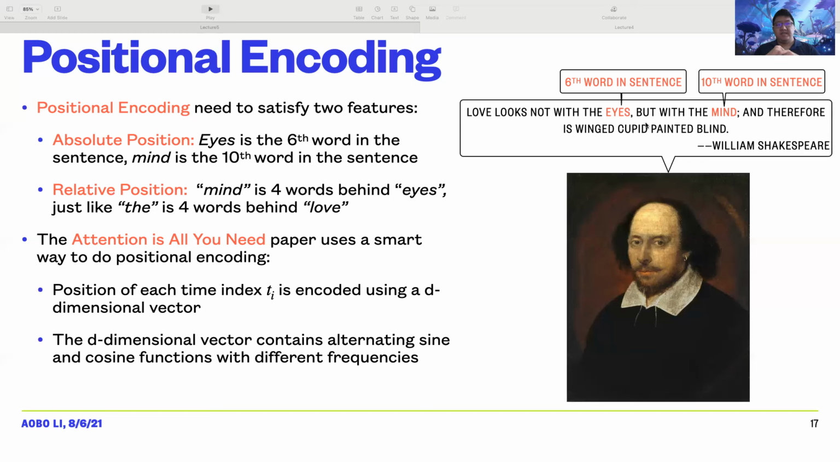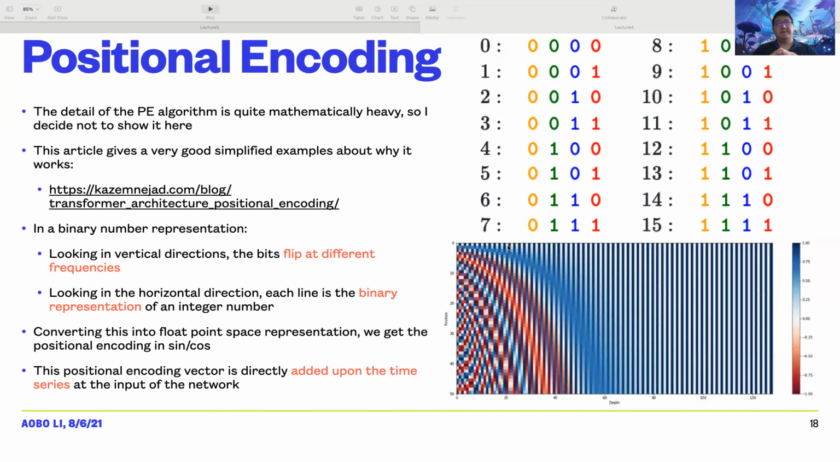The idea is that the position of each time index t_i is encoded using a d-dimensional vector. So you're not just using one number to encode the position, but using a vector. The d-dimensional vector contains alternating sine and cosine functions with different frequencies. We will give a relatively vivid example about why it actually works. The detail of this PE algorithm is quite mathematically heavy, so I decided not to show it here, but I will give you a very good simplified example about why it works.